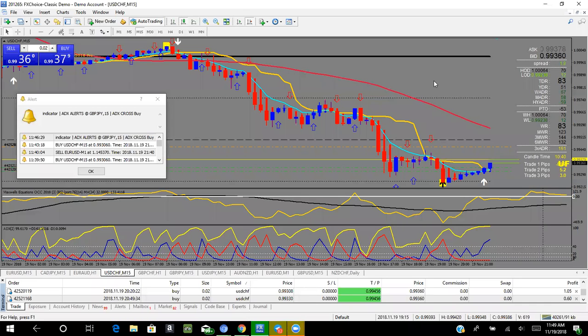Okay, I entered this trade on the USD CHF a little while ago. I'm using the Agimat trading system. This is on the 15-minute chart. It's not recommended to do long-term trades on the 15-minute chart. The 1 hour and above are recommended, but I wanted to show you how it works.